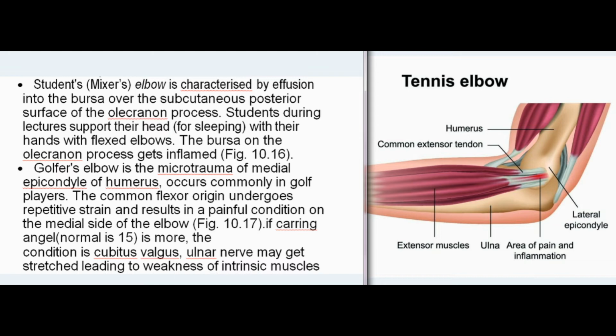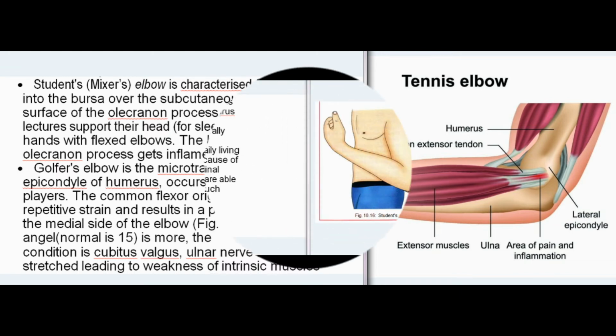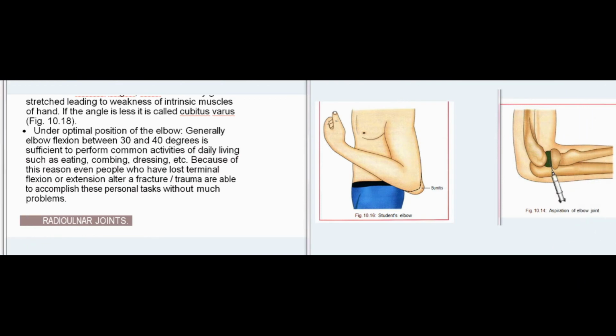10.16. Golfer's elbow is the microtrauma of the medial epicondyle of the humerus, occurs commonly in golf players. The common flexor origin undergoes repetitive strain and results in a painful condition on the medial side of the elbow, Fig. 10.17. If the carrying angle, normal is 15, is more, the condition is cubitus valgus, and the ulnar nerve may get stretched leading to weakness of intrinsic muscles of the hand. If the angle is less it is called cubitus varus, Fig.